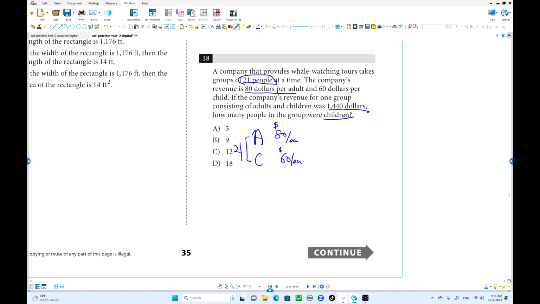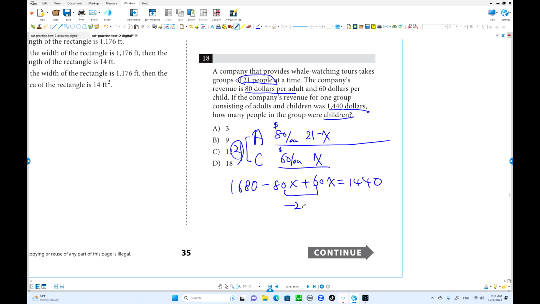How many children are there? I'm going to tell you the children is x. The other one, 21 minus x, is the adults. Total amount should be 1440, okay? So 80 times 21 minus x. I'm going to go directly: 1680 minus 80x, and plus the children, just 60x. Total is 1440.